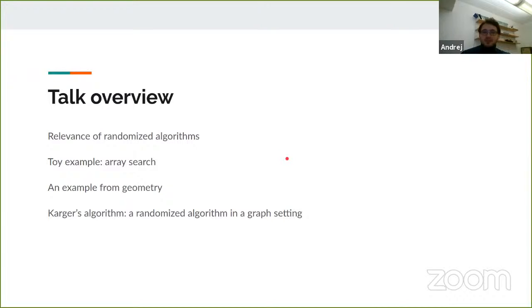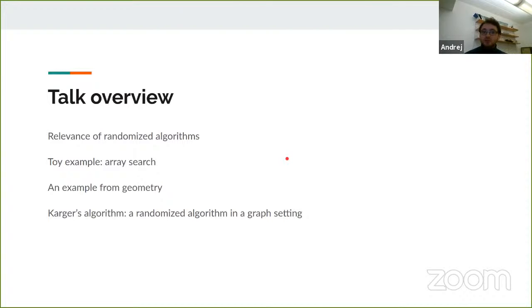So I will briefly start by saying what randomized algorithms bring to the table, and it turns out they have some very interesting advantages. I will introduce some simple terms and review some concepts from probability. Now, I assume that most of you are acquainted with some of the probability basics, but I'll quickly go over the terminology that I'll use in the talk.